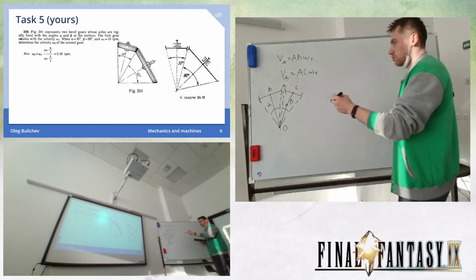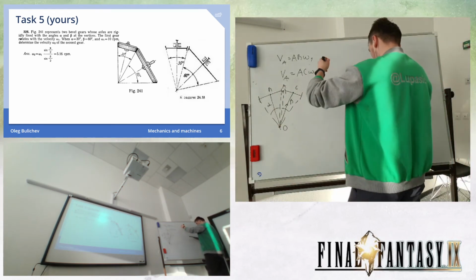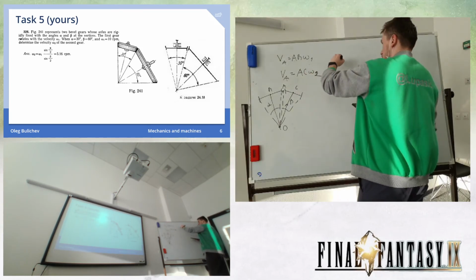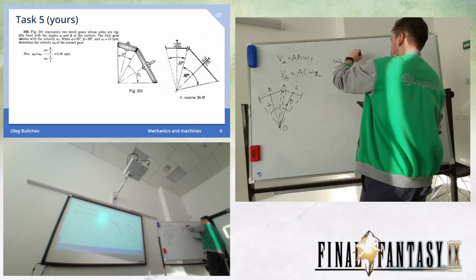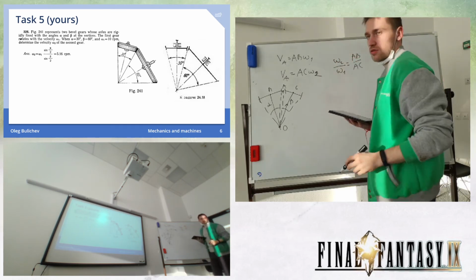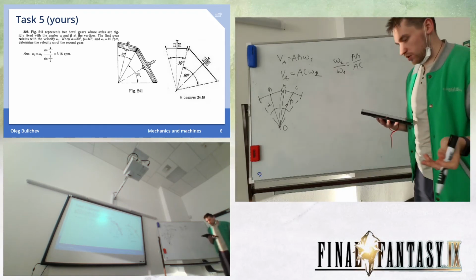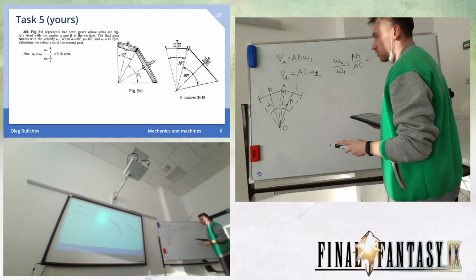Because this point. Omega 2, sorry, my bad. So omega 2 with respect to omega 1 is AB over AC. And the direction of VA like this is out, but actually it doesn't matter in that case. So what is AB?